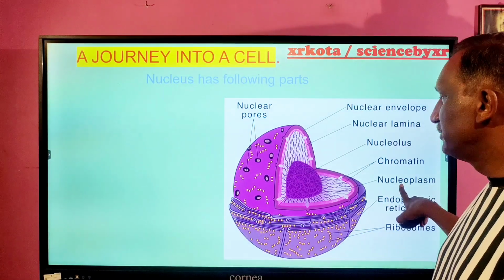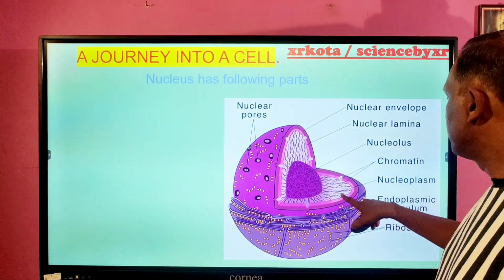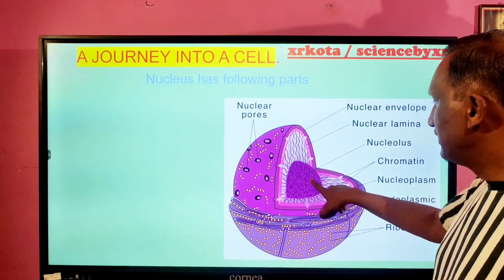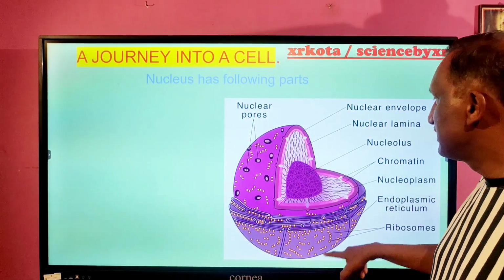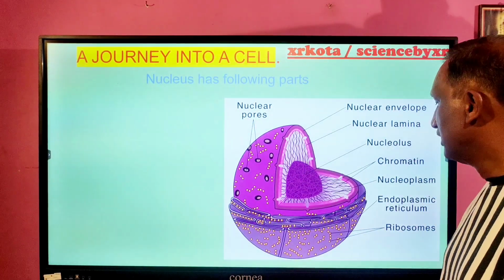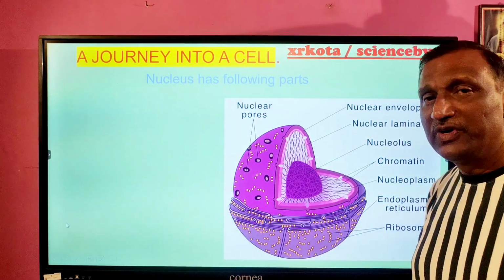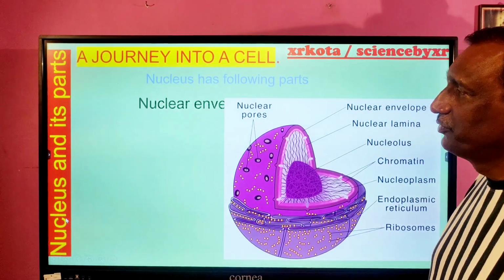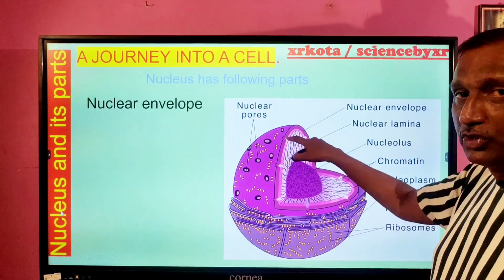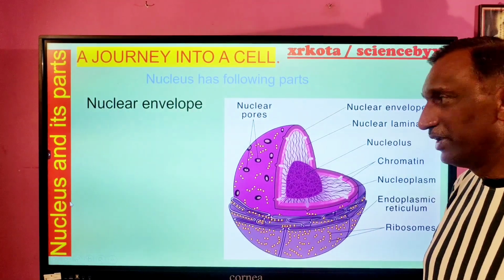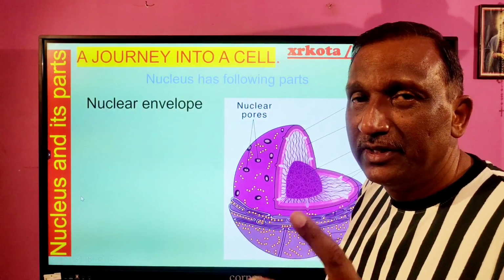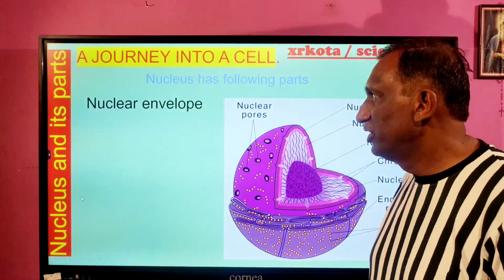This is nucleoplasm here. There are several thread-like structures. They are called chromatin network. This is chromatin network, and there are one or more dense structures called nucleolus. And there are of course ribosomes also found in it. So nucleus has the following parts. First, nuclear envelope. Both the membranes are collectively known as nuclear envelope. As I said, mitochondria and plastid also have two membranes, and here again nucleus also has two membranes.